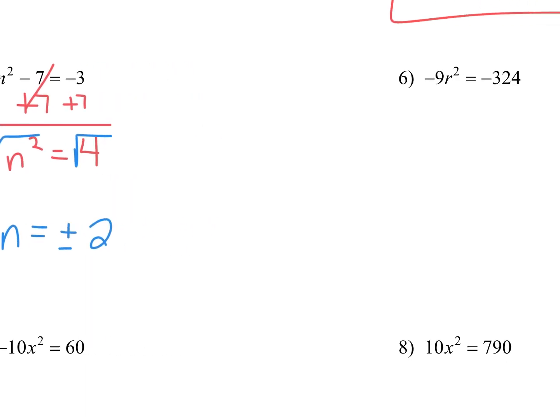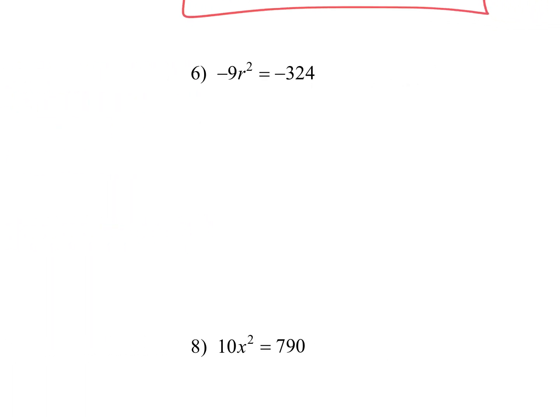Okay. What about number 6? So we've got to divide by the negative first. Divide by -9 on both sides. I think it's negative, so we get r squared equals 36. I think it's 36.